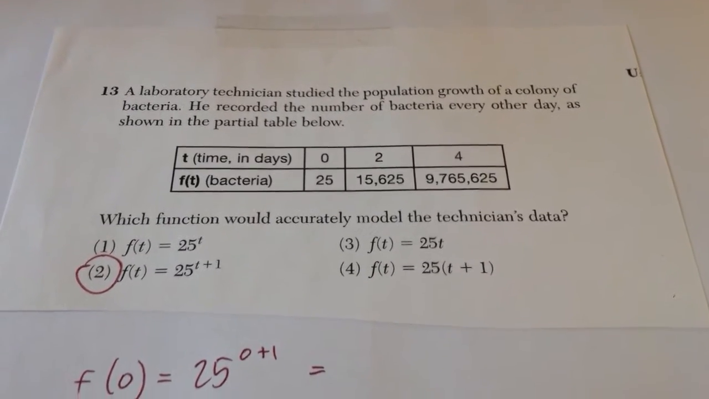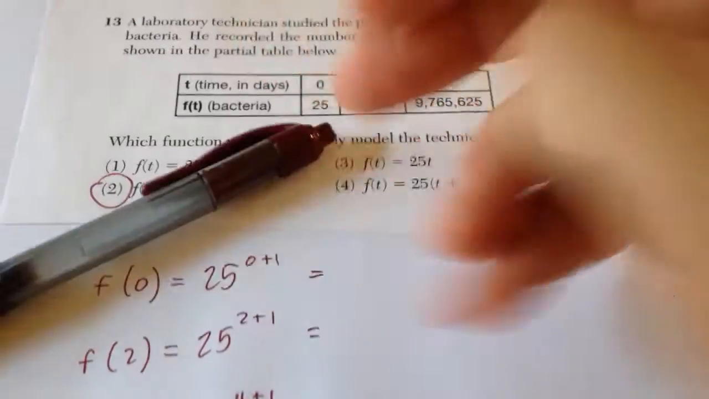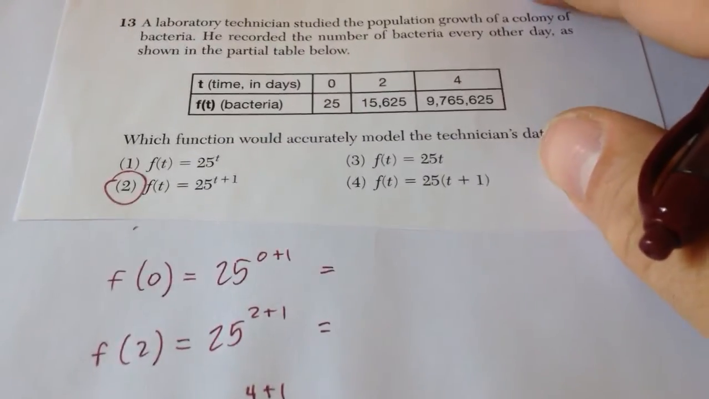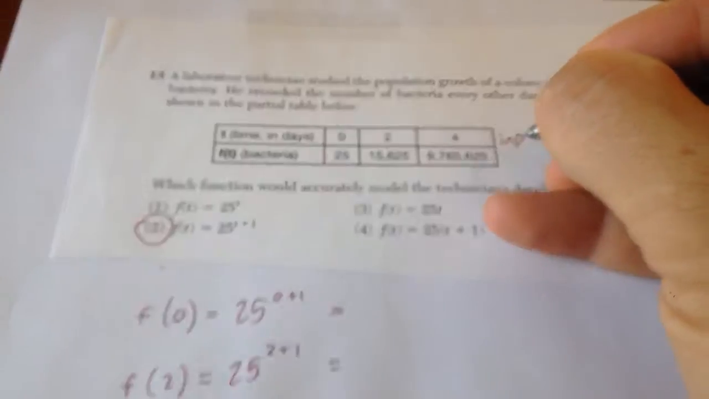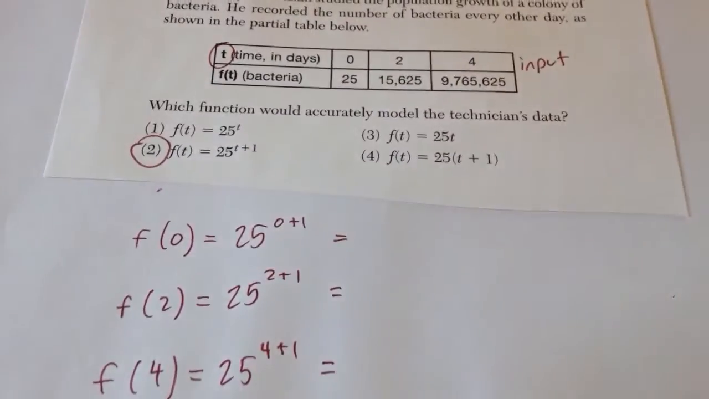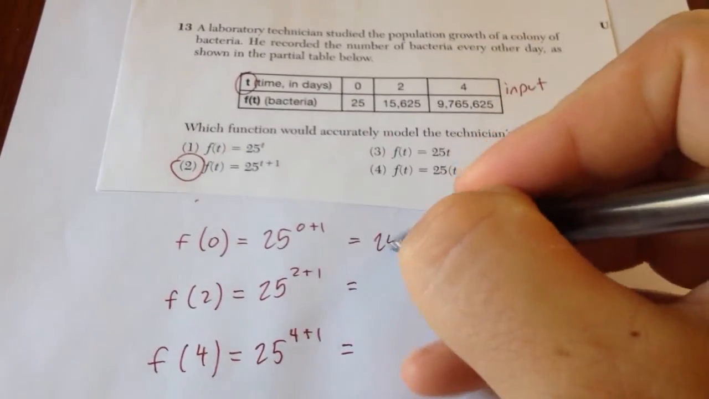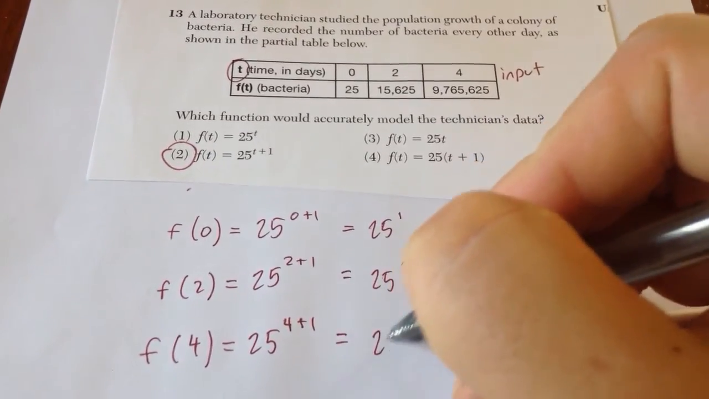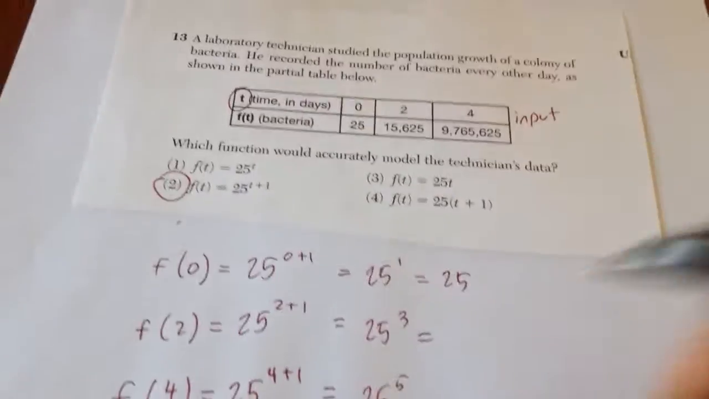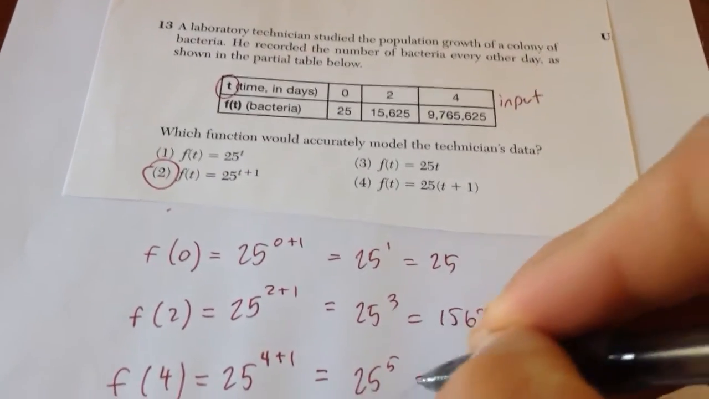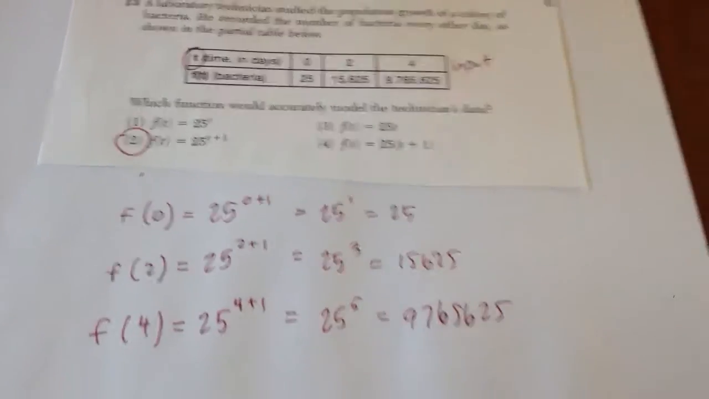In number 13, they give you some data and they ask you which of the functions matches this data. Well, to jump right into it, the answer is number 2. The reason is if I take 0, 2, and 4, these are our inputs. These are the values that you are putting in for t. So I put those values, 0, 2, and 4, in for t. And I get 25 to the first power, 25 to the third, and 25 to the fifth. Doing 25 to the first, I get 25, 25 to the third, I get 15,625, and doing 25 to the fifth, I get 9,765,625.